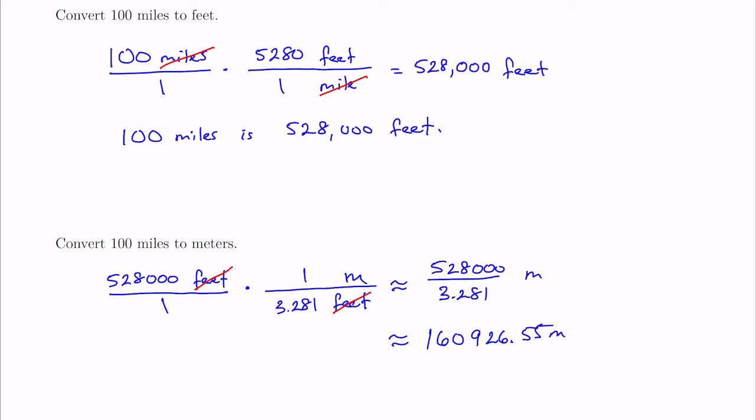Just to quickly show another approach, we could have started back at the beginning with 100 miles over 1 and multiplied by that ratio that converted these miles to feet. So again, multiplying by that 5,280 feet over 1 mile, which in turn we would have multiplied by the same 1 meter compared to 3.281 feet.